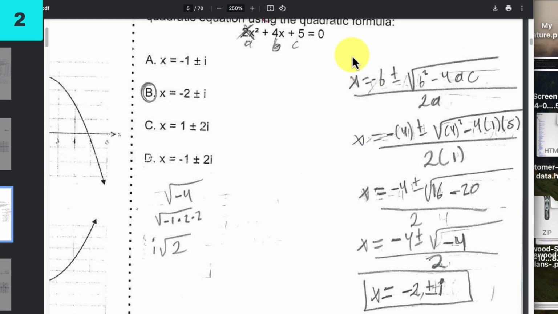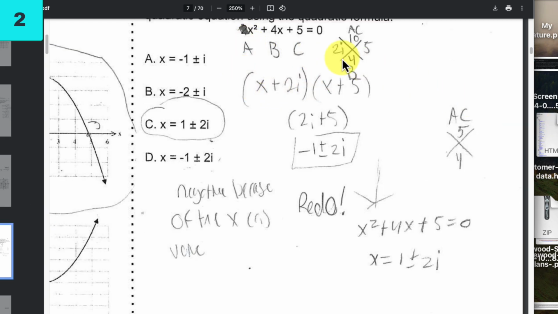Okay, this student wrote down the quadratic formula correctly. So that's negative 4. So then here, pay attention, you'll have negative 4 divided by 2 is negative 2. This becomes 2i, and then 2i divided by 2 is just i. So B is the correct answer.